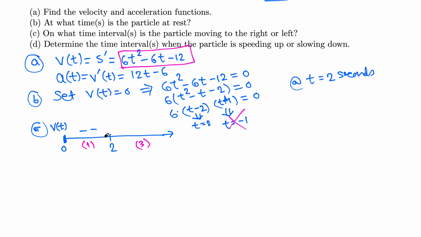So in 0, 2, the velocity is negative. That means the particle is moving to the left. Okay. And 2 all the way, do the same thing. Plug in 3. 6 times 3 squared minus 6 times 3 minus 12. It will be plus sign, moving to the right.